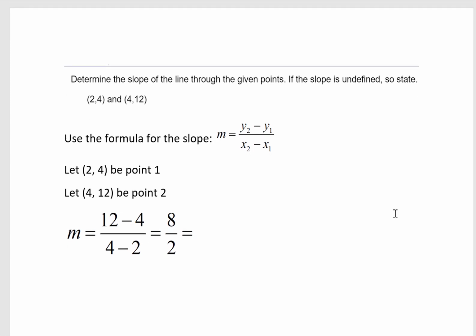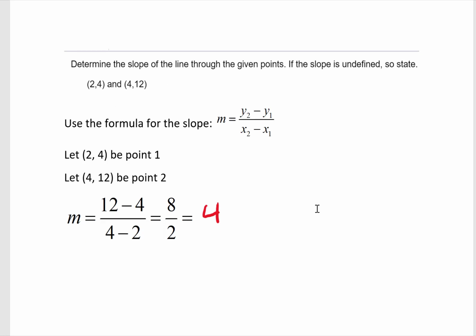Substitute into the formula. In the numerator, I have y2 minus y1, 12 minus 4 is 8. In the denominator, I have x2 minus x1, 4 minus 2 is 2. 8 divided by 2, and my slope is 4.